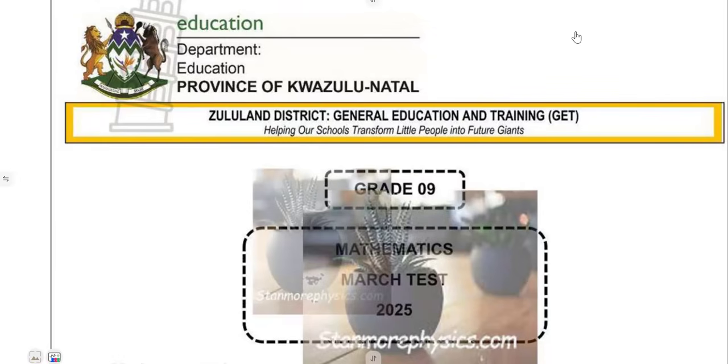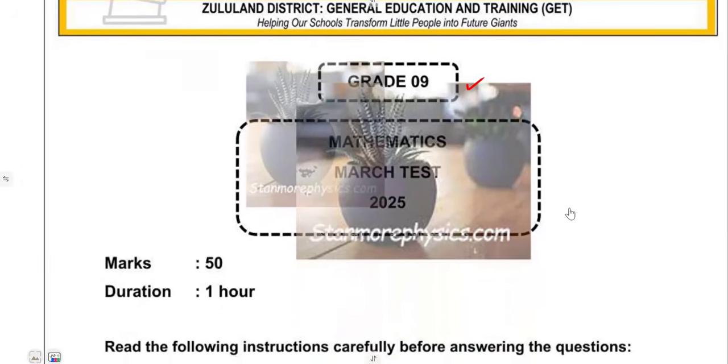We are still on our revisions, working with our grade 9 mathematics. So, we are given the March test, which was written in 2025. We are going to use previous exam papers or previous question papers for revisions. All right. So that was from the KZN province. And without wasting our time, guys, we're given this.